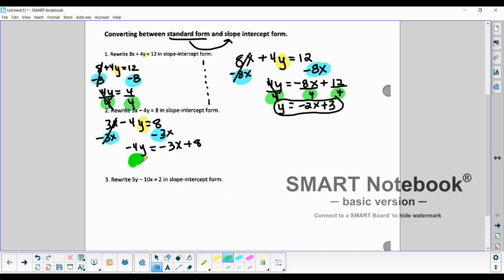So the division step, I'm going to divide everything by the coefficient of y. So I'm going to divide everything by -4, by -4, by -4. Because again, that cancels the -4s. So y is equal to, I don't know what -3 divided by -4 is. So I'm going to leave it as a fraction, but I do know that two negatives divided make a positive. So it's +3/4 x. And then +8 divided by -4 is -2. That is my slope intercept form. Let's do the next one.